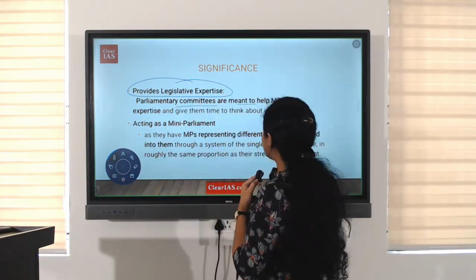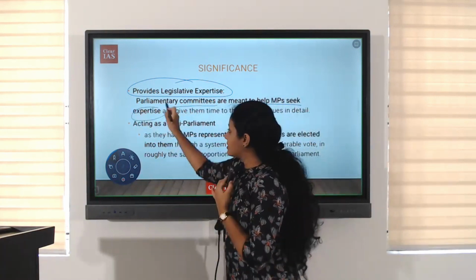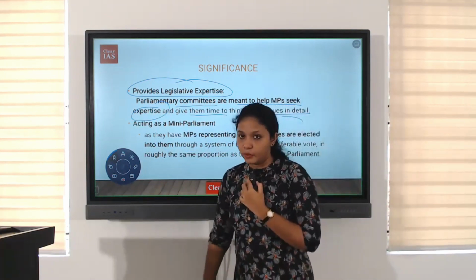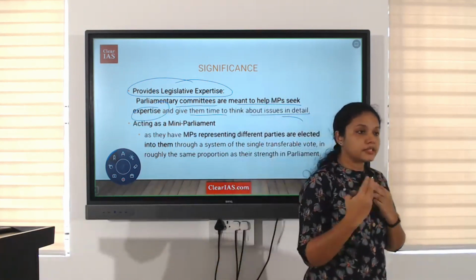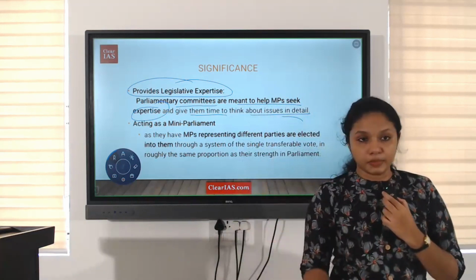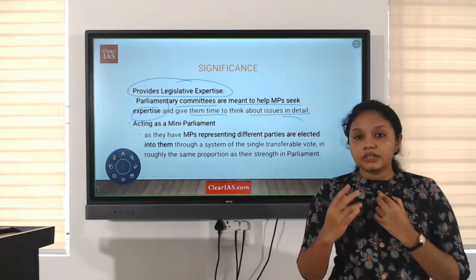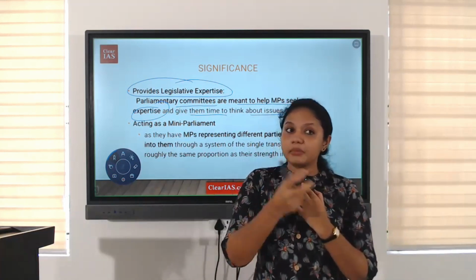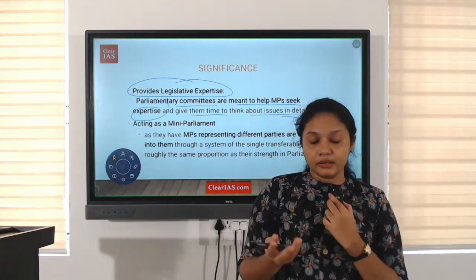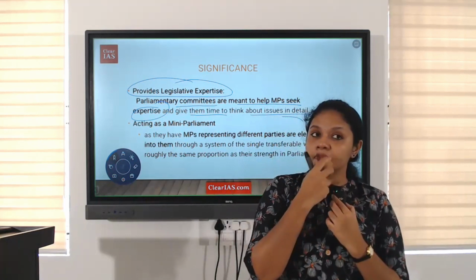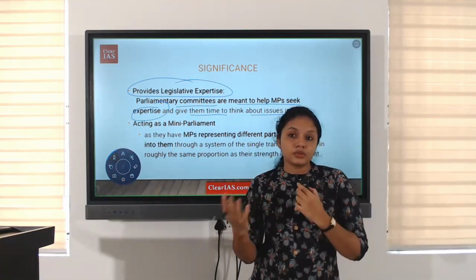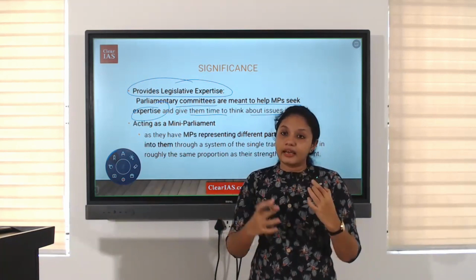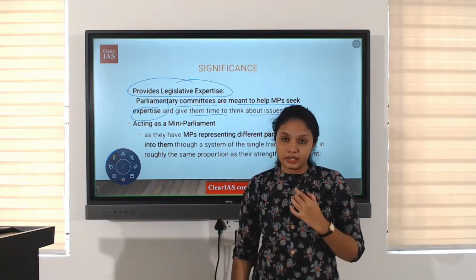Parliamentary committees are meant to help MPs seek expertise and give them time to think about the issues in detail. Why? Because the members we elect are generalists. They are not experts. So if they need expert advice on maybe a new bill they are taking, or they want to introduce some new changes in their constituencies, etc., they can get expert advice from these parliamentary committees.